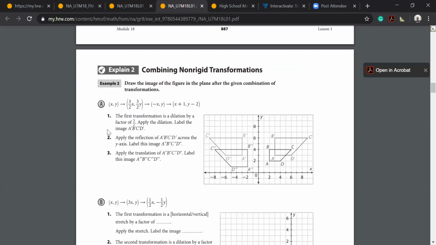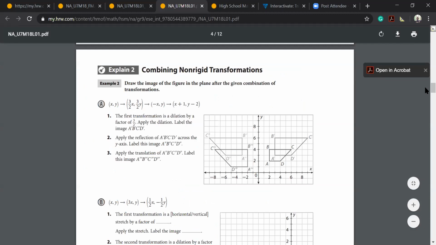Okay, in number A, draw the image of the figure in the plane after the given combination of transformations. I have to do first this, and then apply this, and then apply this. How? Where is my original one? My original is A, B, C, and D. What are you going to do? You are going to extract your points, and then multiply them by 3 over 2. Let me do it with you in details.